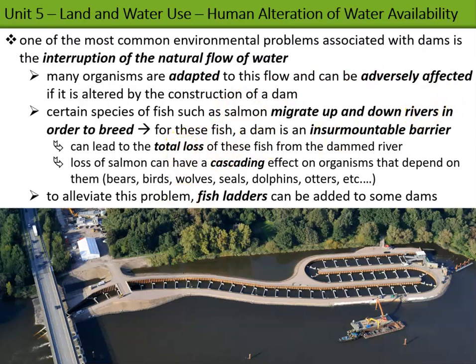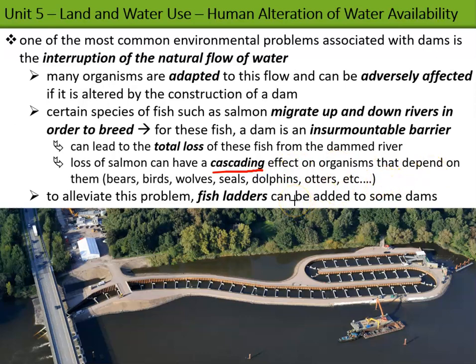This is especially and famously notable with certain fish species such as salmon that migrate up and down rivers in order to breed. So for these fish, a dam is simply an insurmountable barrier, and it completely cuts off their life cycle and their ability to reproduce, and can cause a total population crash within the population of that river. So it can lead to total loss of this fish from the dammed river, and a loss of salmon can have a cascading effect on other organisms that depend on them.